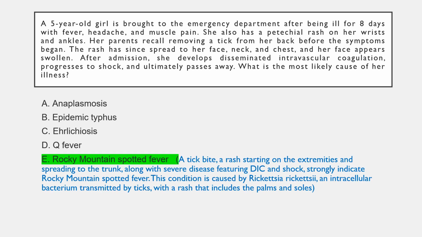The correct answer is E, Rocky Mountain spotted fever. The history of a tick bite, rash that began on the extremities and spread to the trunk, and fulminant nature of the disease with disseminated intravascular coagulation and shock are highly suggestive of Rocky Mountain spotted fever. The disease is caused by Rickettsia rickettsii, an intracellular bacterium that is transmitted by ticks. The rash does not spare the palms and soles.